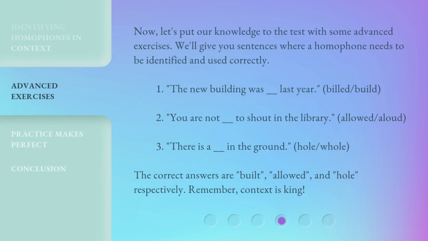Now, let's put our knowledge to the test with some advanced exercises. We'll give you sentences where a homophone needs to be identified and used correctly. 1. The new building was __ last year. Build, build. 2. You are not __ to shout in the library. Allowed, allowed. 3. There is a __ in the ground. Whole, whole. The correct answers are built, allowed, and whole, respectively.